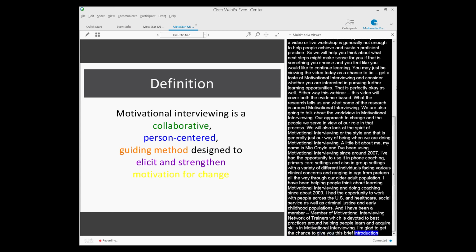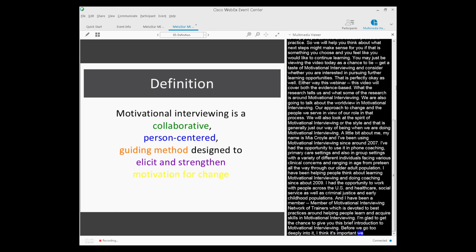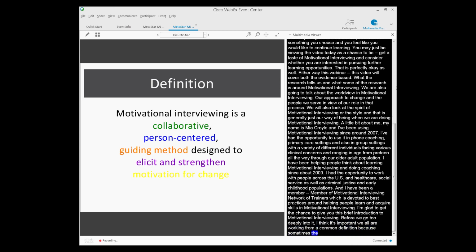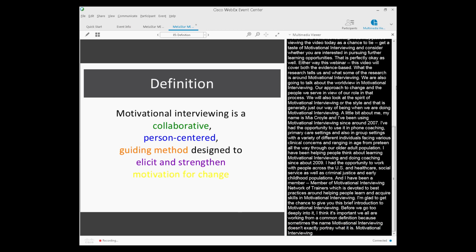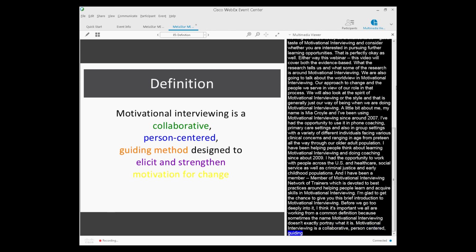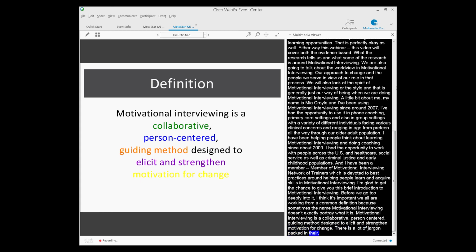And before we go too deeply into it, I think it's important that we all are working from a common definition, because sometimes the name of motivational interviewing doesn't exactly accurately portray what it is. So one definition is that motivational interviewing is a collaborative, person-centered guiding method specifically designed to elicit and strengthen motivation for change. So there's a lot of jargon packed in there, but some of our main key concepts are also included in there.